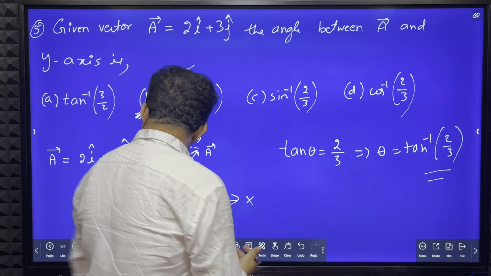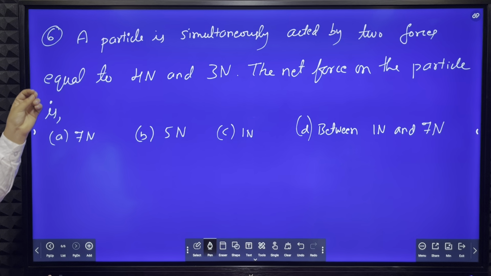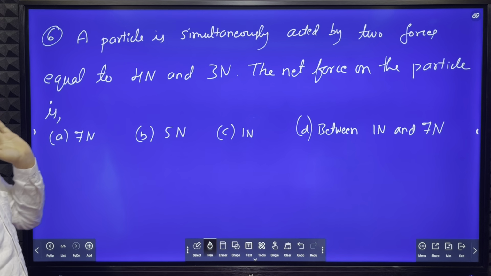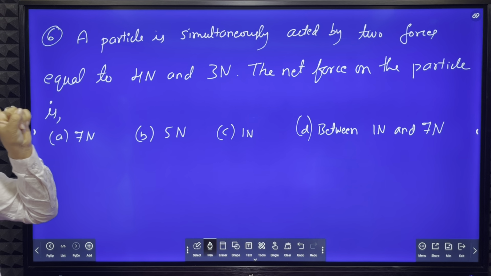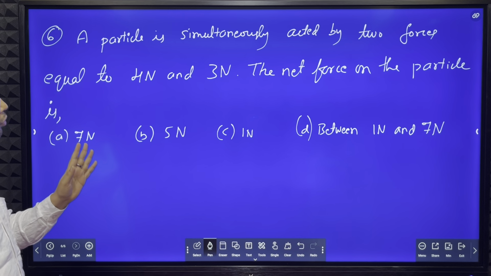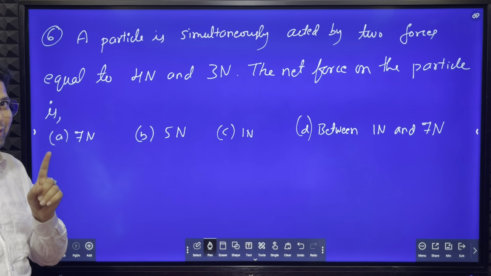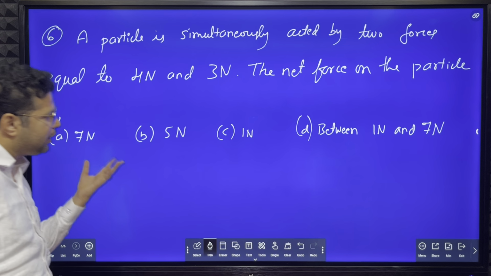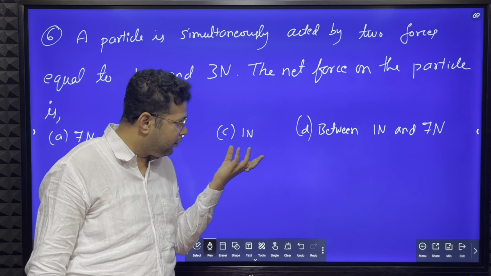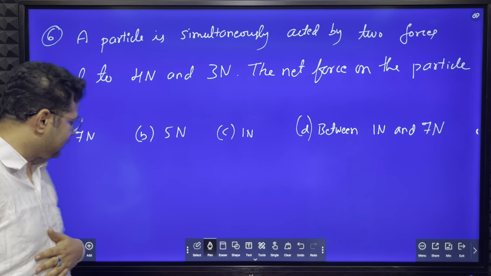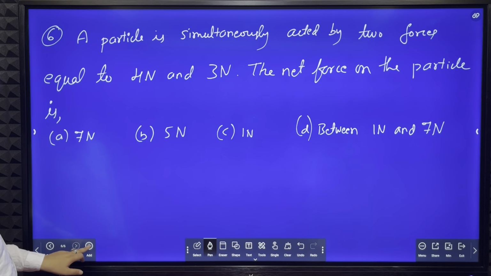Okay. Next, this problem is for you. Do it and answer in the comment section. A particle is simultaneously acted on by two forces equal to 4 Newton and 2 Newton. The angle between them is not given. Is the net force on the particle 7 Newton, 5 Newton, 1 Newton, or between 1 Newton and 7 Newton? Choose the correct answer and please put it in the comment section.